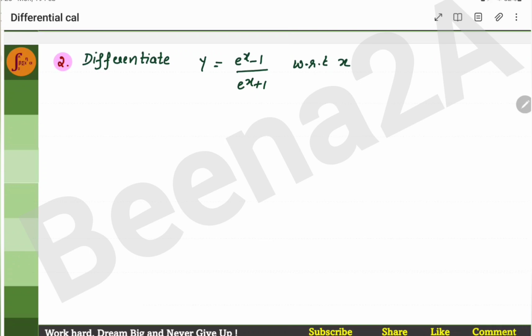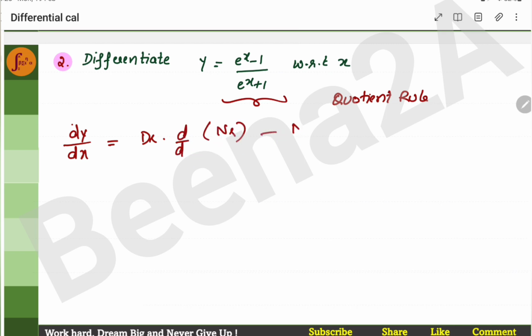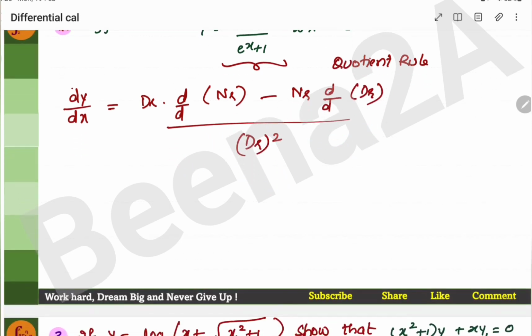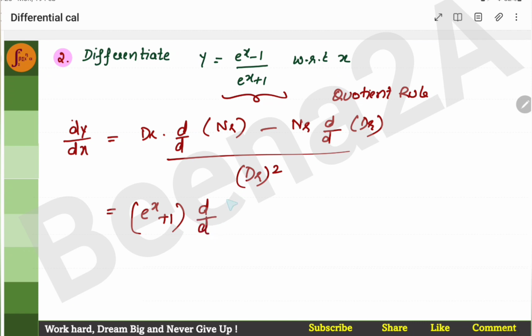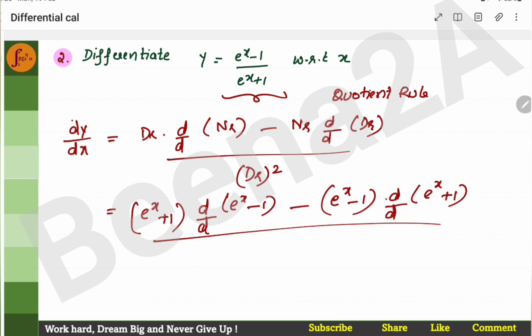Now let's look at the second problem. Fairly simple. Differentiate this expression with respect to x. So here you'll have to use quotient rule because there is division here. What does quotient rule say? Quotient rule will say denominator into derivative of numerator minus numerator into derivative of denominator by denominator the whole square. Now what is denominator here? E to the power x plus 1, into derivative of numerator, e to the power x minus 1, minus numerator, which is e to the power x minus 1, into derivative of denominator, which is e to the power x plus 1, upon e to the power x plus 1 the whole square.